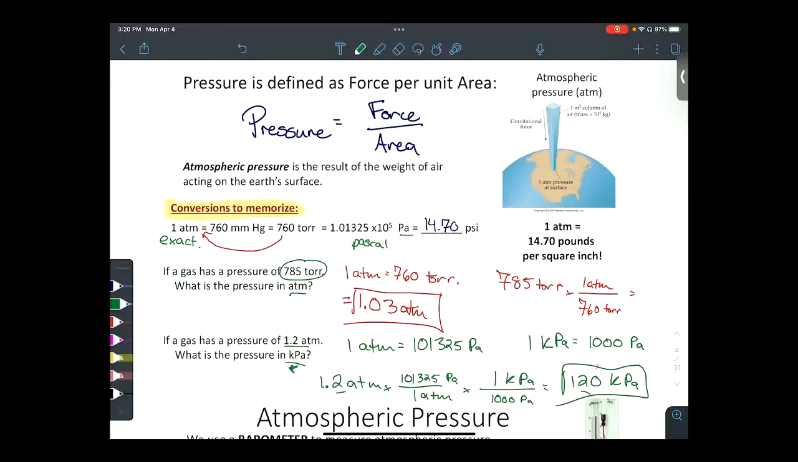All right, so good with pressure units. As long as you know those conversions, you'll be good. They're no different than other conversions we've done before.